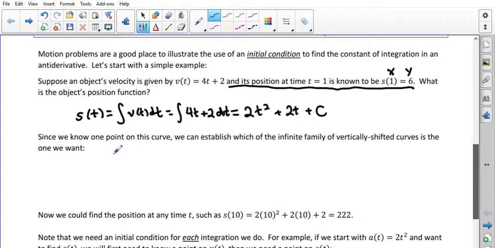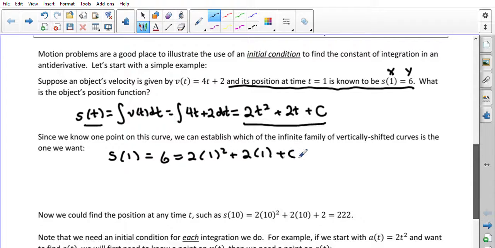My suggestion is that we just set up, we know what the position function is here. S of t is this. So let's plug in 1. That's our t value or x value. We're going to get 6 because of this. We know that s of 1 is equal to 6. So start with the initial condition. And then we're going to say that's going to be 2 times 1 squared plus 2 times 1 plus c. And that's just this right here.